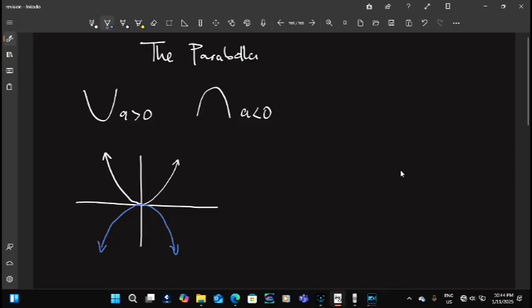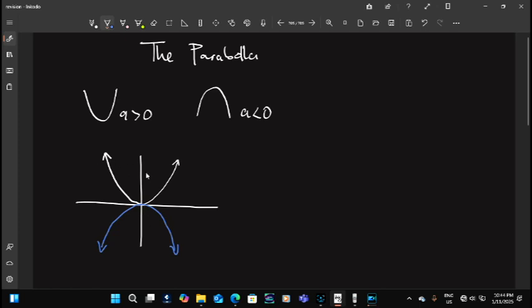Let's talk about the parabola. So the parabola, we know that we have a smiling face and a sad face. A smiling face is when the value of a is greater than 0, and a sad face is when the value of a is less than 0.